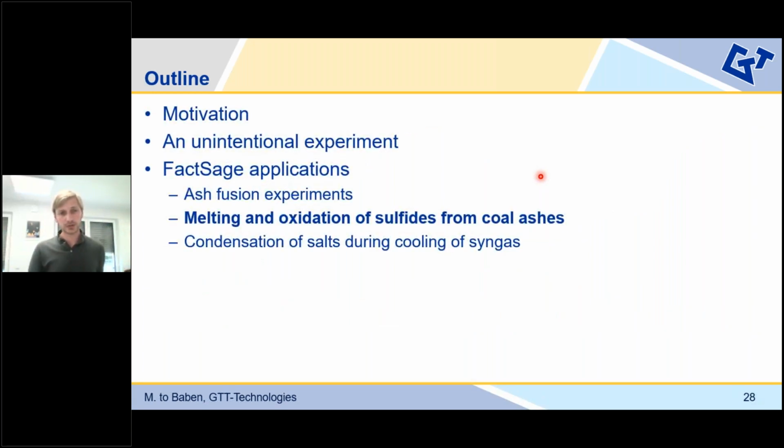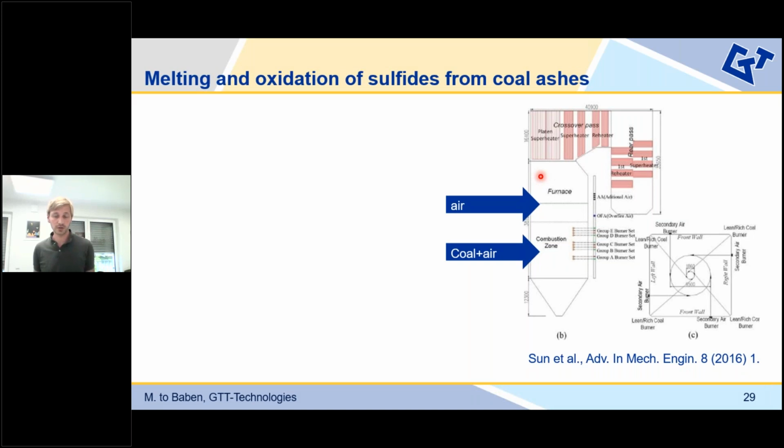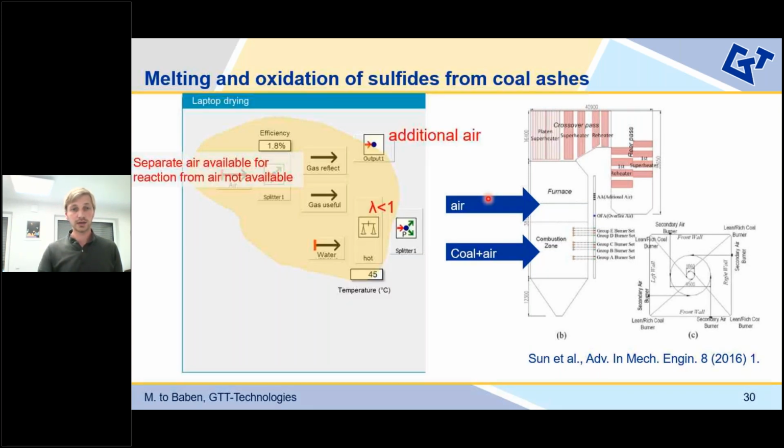Okay, so the two final examples will be a little bit shorter. So the melting of sulfides. So if you have a coal boiler, you add the coal and air at lower parts of this boiler, and then above that you have additional air. So this means that the first part of our laptop drying flow sheet can happen.